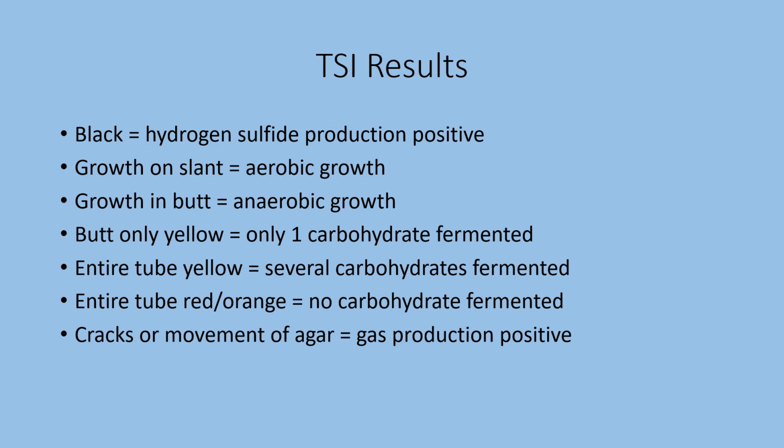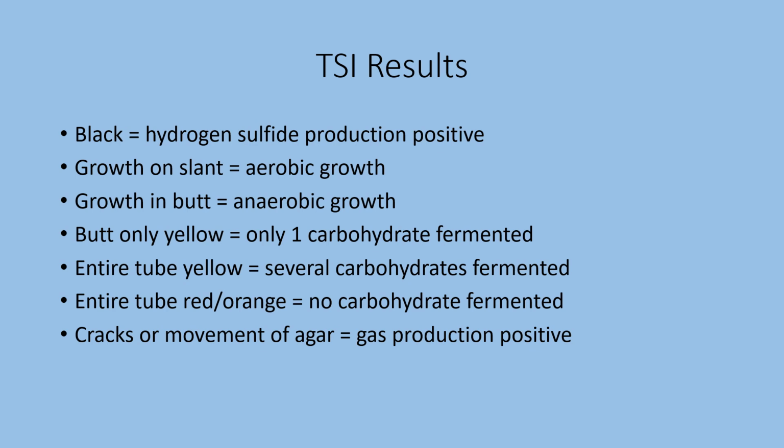If only the butt, only the bottom part of it, is yellow and the slant is still red, that means that only one of those sugars was fermented. If the entire tube is yellow, then that means that at least 2 of the sugars were fermented. Do you know which ones? Because remember, there's 3 in there. No, but if the entire tube is yellow, then you know that at least 2 of the sugars were fermented. If the entire tube is red, or kind of orangish color, then none of the carbohydrates were fermented. You didn't produce any acid at all.